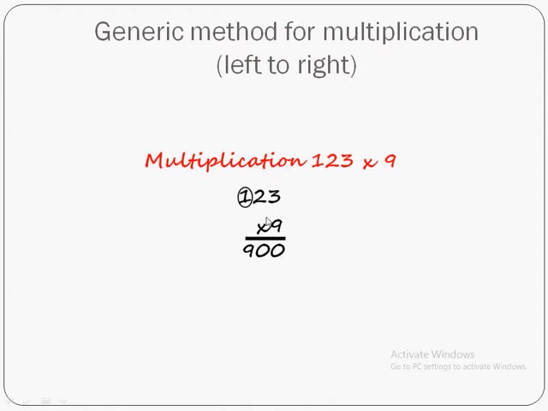So let us take a bigger example. Here I am multiplying 123 with 9. My first step is multiplying 9 with the first digit, that is 1. 9 into 1 is 9, and I write 0 for the other two digits.